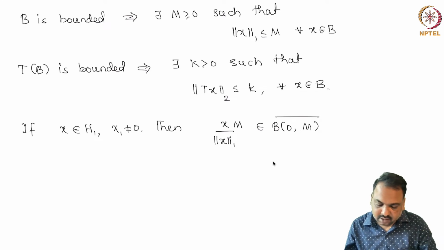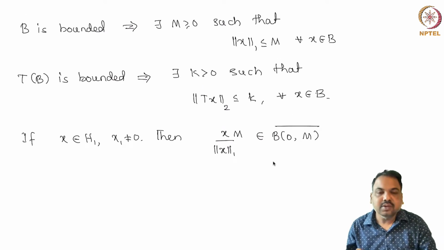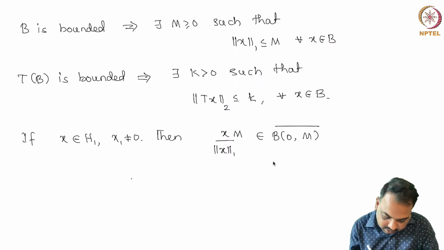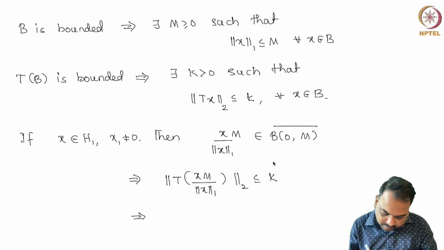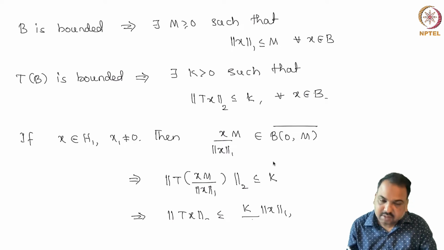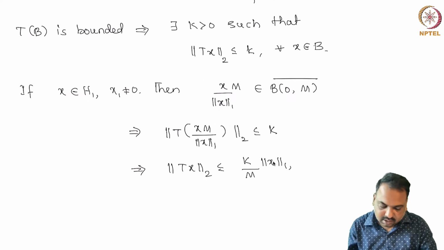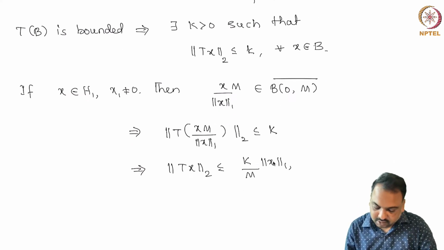Okay, so whenever the norm of an element is less than or equal to m, its image norm is less than or equal to k. So let us use that fact. Then this implies norm of T x m by norm x1 is less than or equal to k. So this implies that norm of Tx is less than or equal to k by m multiplied by norm x, and this is for any x in H1 with norm non-zero.